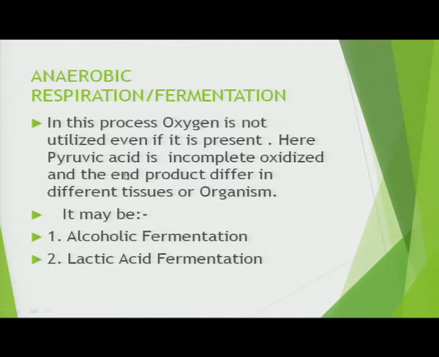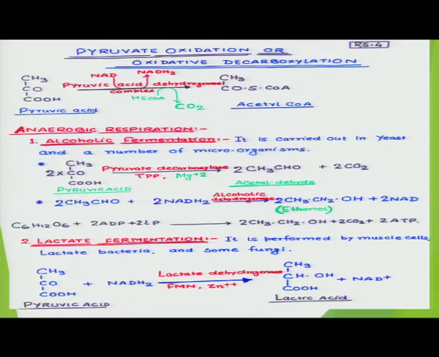Here the pyruvic acid, which is the end product of glycolysis or the EMP pathway, is incompletely oxidized, and the end product differs in different tissues or organisms. There are two types of fermentation, that is alcoholic fermentation and lactic acid fermentation. Now, one by one, the lactic acid fermentation and alcoholic fermentation, which take place in different types of tissues or organisms.